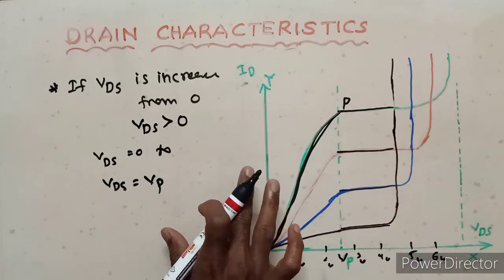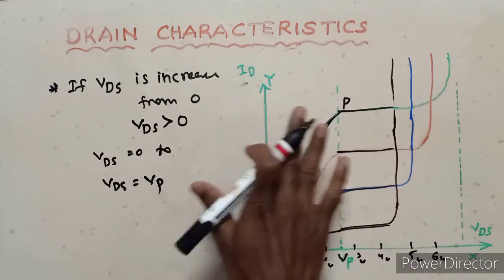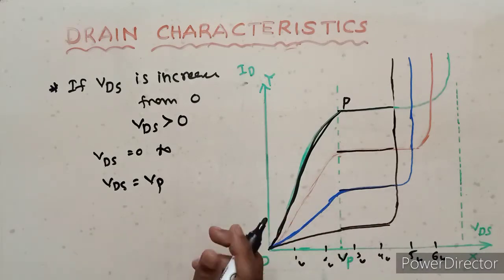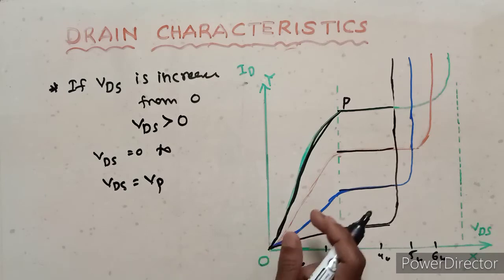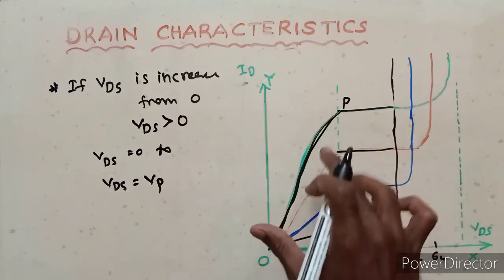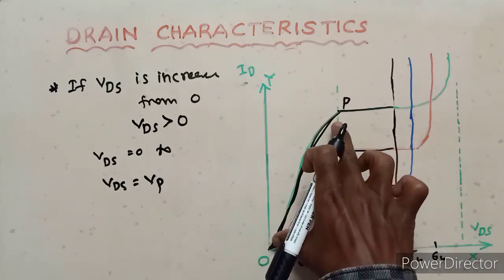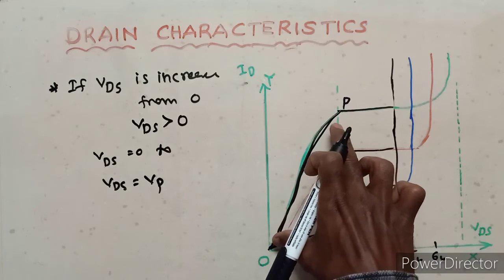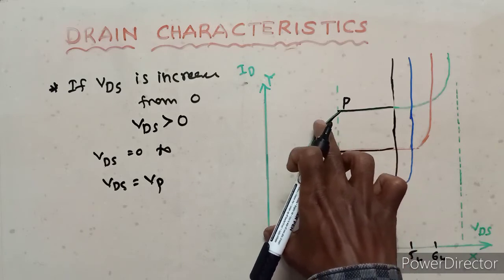So in this region, it acts as a voltage variable resistor, also called a voltage dependent resistor. This is not the saturation region. This is the ohmic region.